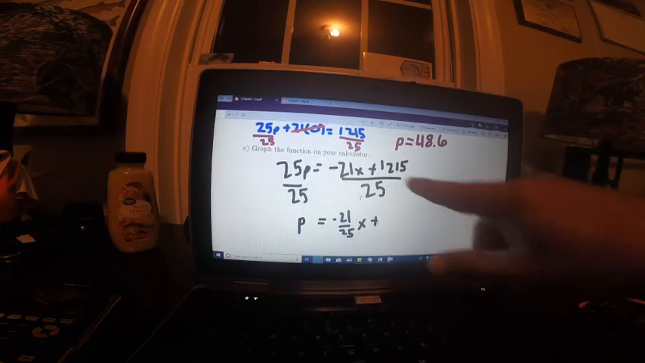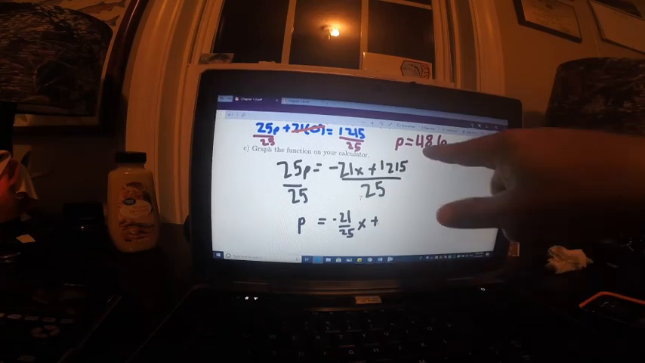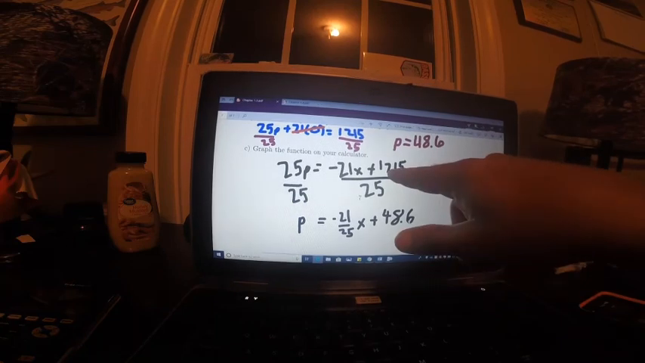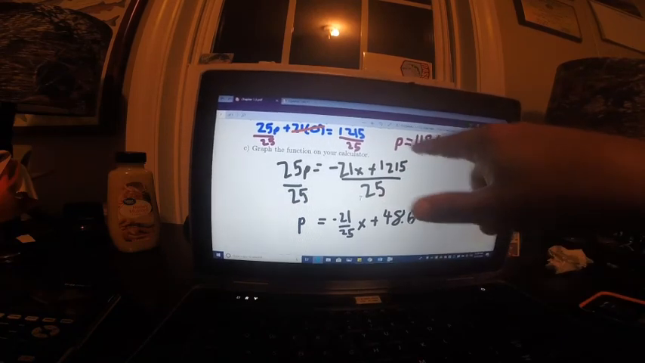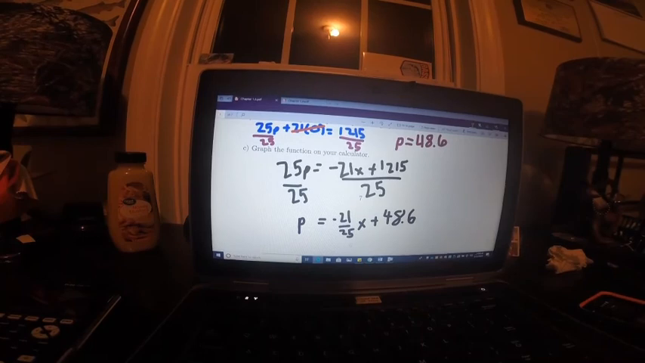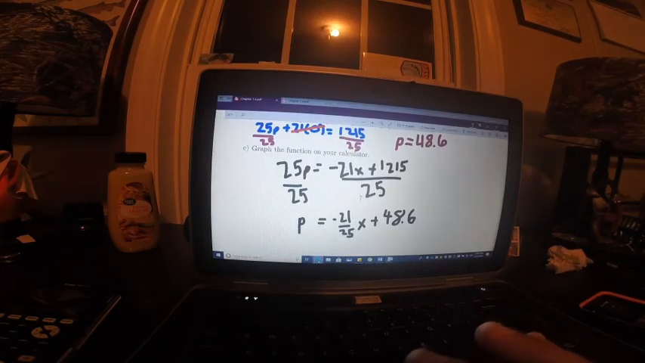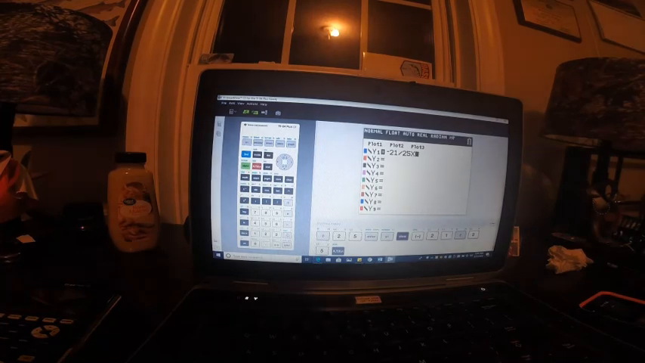plus 1,215 divided by 25, which is 48.6. I'm just going to use the 48.6 because it came out nice and neat. If you didn't see what I did there, 1,215 divided by 25, we already found that. It's 48.6. So in my calculator, what I'm going to type in is y equals negative 21 divided by 25x, and then if I pull it back up, it's going to be plus 48.6.